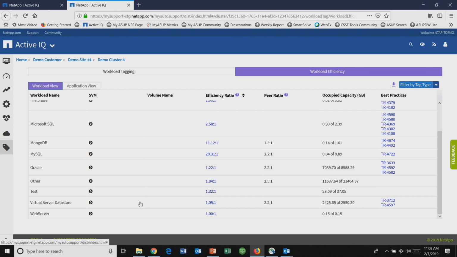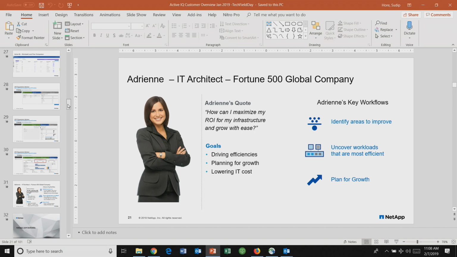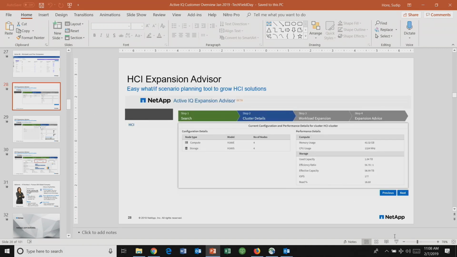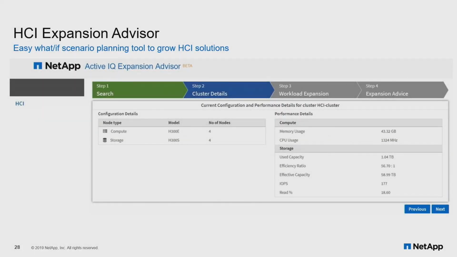And she wants a really easy planning tool that she could use to plan that out. She wants to get an understanding of what it takes to put this workload into a HCI solution, what kind of additional storage or compute nodes she needs. So to do that, she uses the ActiveIQ Expansion Advisor. Right, and this is again available right from the ActiveIQ portal, and she knows which HCI cluster she would put this on. So she types in the cluster details, and it shows her the existing configuration of the cluster.